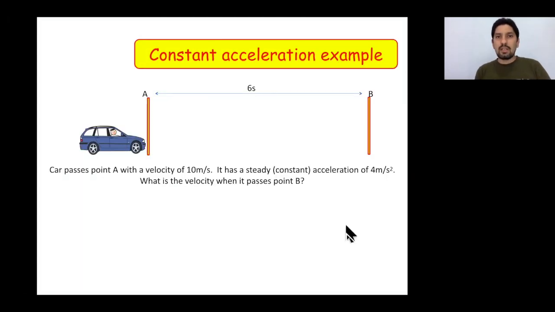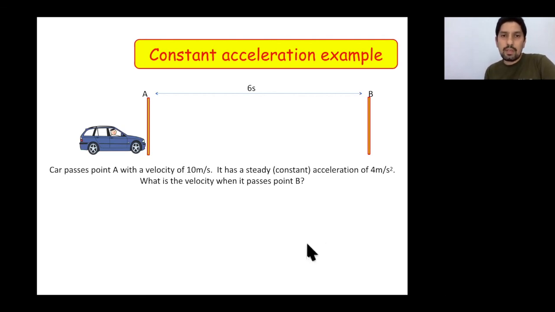Constant acceleration example. What is constant acceleration? Constant acceleration means acceleration changing uniformly. For example, in every second, if velocity increases by 10 meters per second, 10 meters per second, 10 meters per second, it's called constant acceleration.